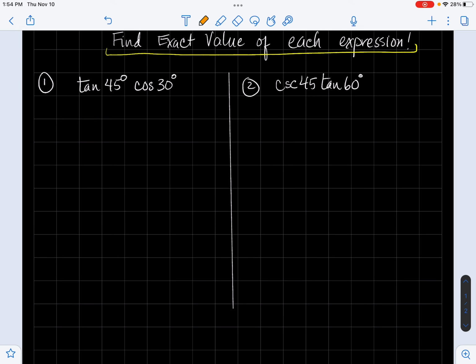Like if I look at the first one, that one's asking me to find tangent of 45, then also find cosine of 30, and then being able to multiply them. If there's no operation, it's defaulted to multiplication. And I'll show you some addition subtraction ones as we go along.